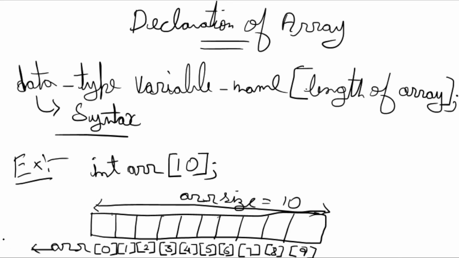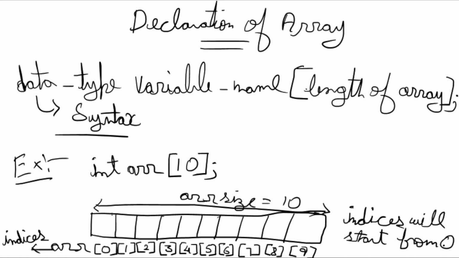Okay, so the lower line will be your indices, and the upper line will be your array size, which is 10 in this case, and in this you fill in numbers, or any type of character also. Inside you can fill characters or integers. And yes, all the indices will start from 0.